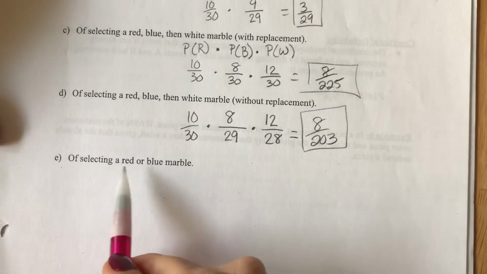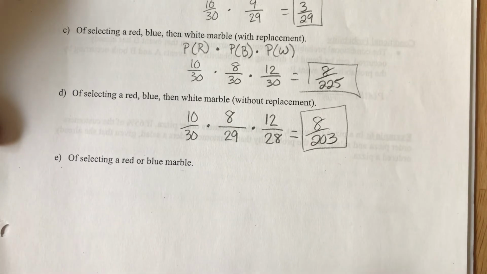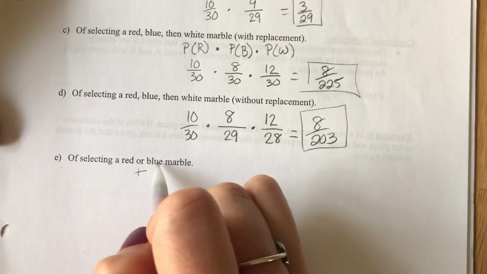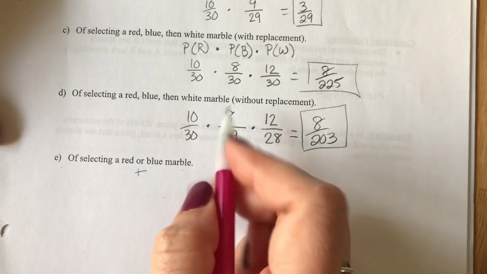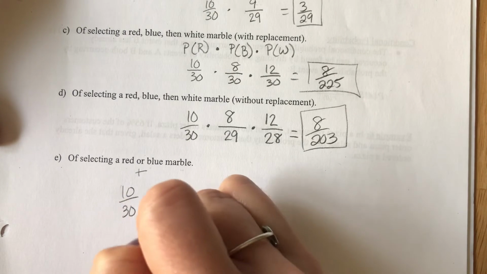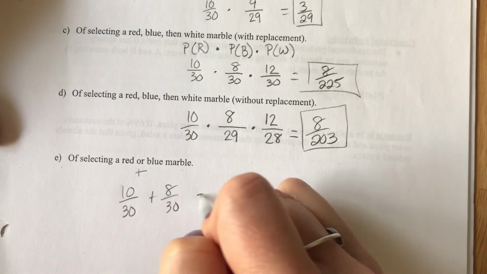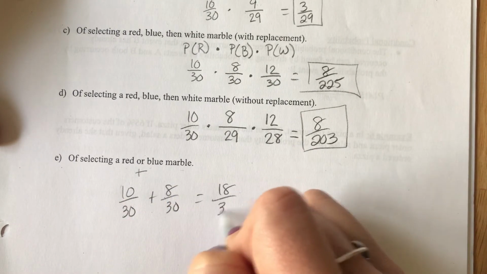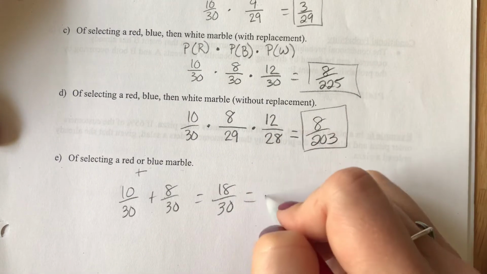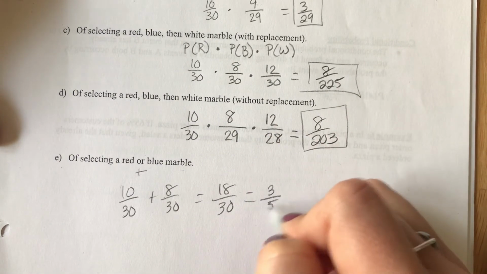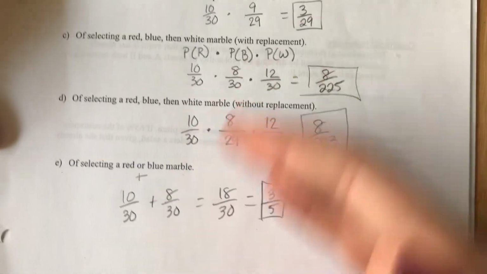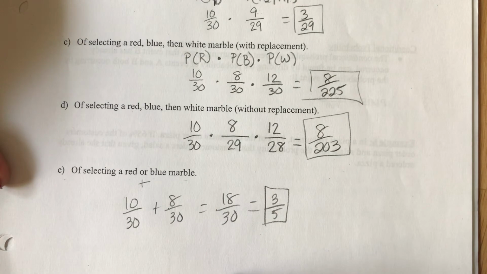What's our probability of selecting a red or a blue marble? Well, or means add. Red or blue. Are these overlapping categories? No, they are not. So you're going to have red plus blue. You're going to get 18 out of 30. And then you're going to simplify that. And what do you get? Divide by 6. 3/5. Done. Now, this is more how you see it in Algebra 2.